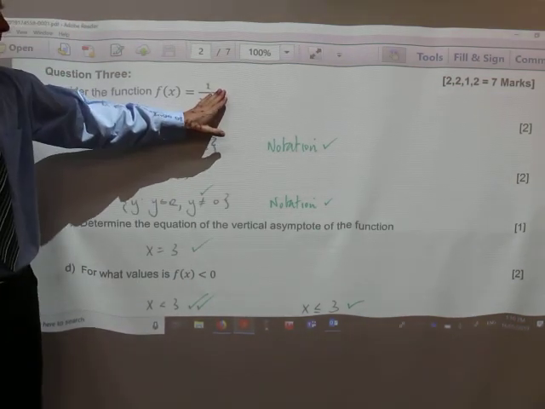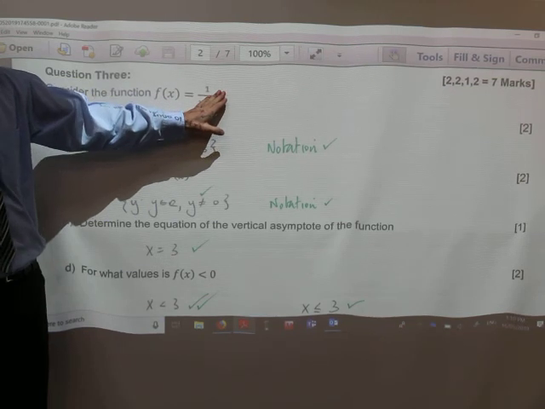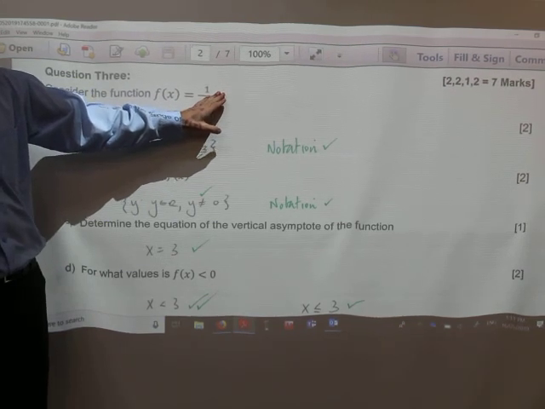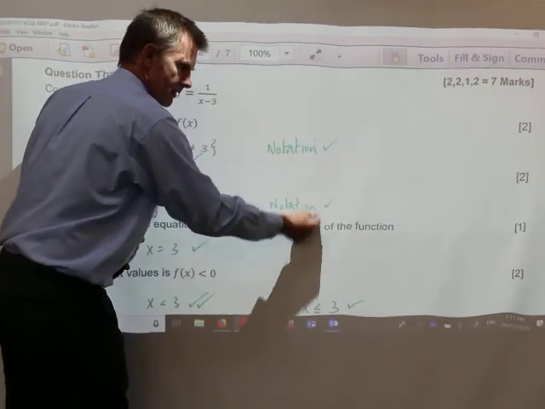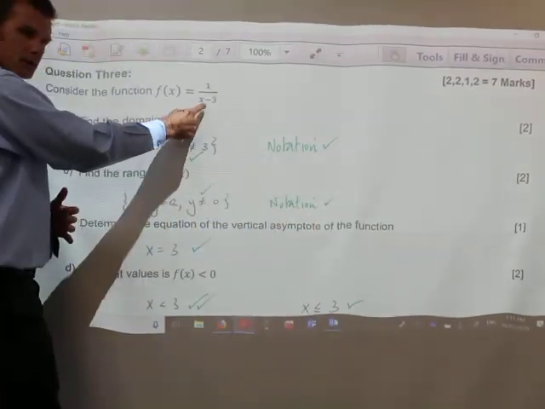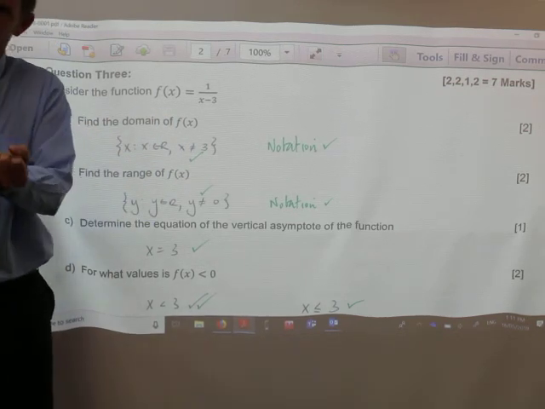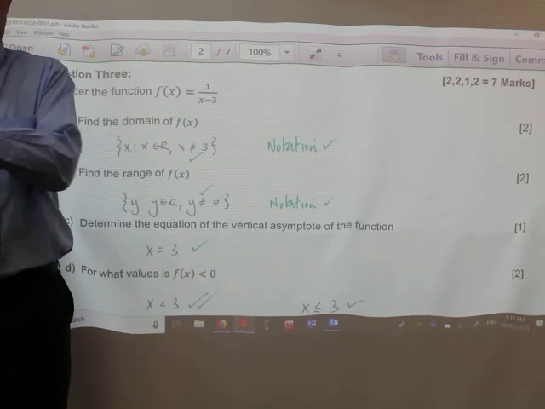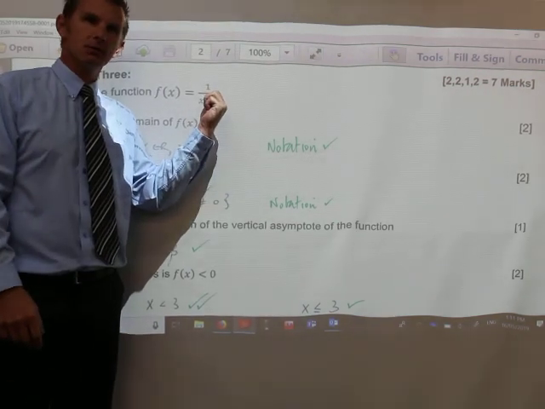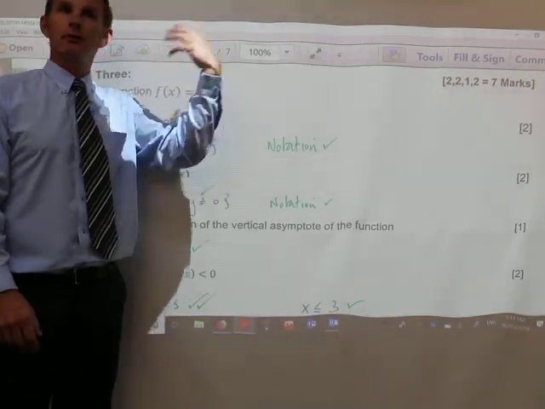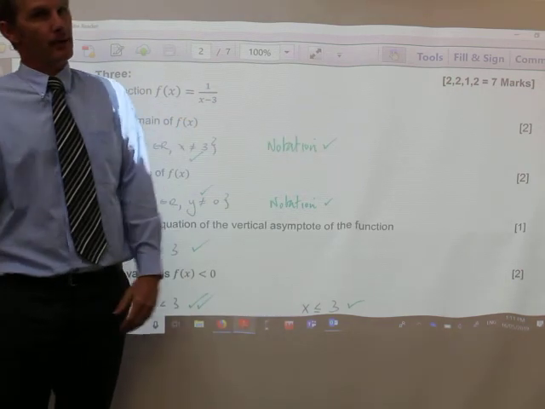If it was just that, it'd be our standard reciprocal graph. So that would be if we had an axis here, that would give you a bit here and a bit there. But we've got a minus 3. Now remember, when we change the x value, we're shifting it left and right, and we're doing the opposite to what this might suggest. So this is actually moving it 3 units to the right, not 3 to the left.